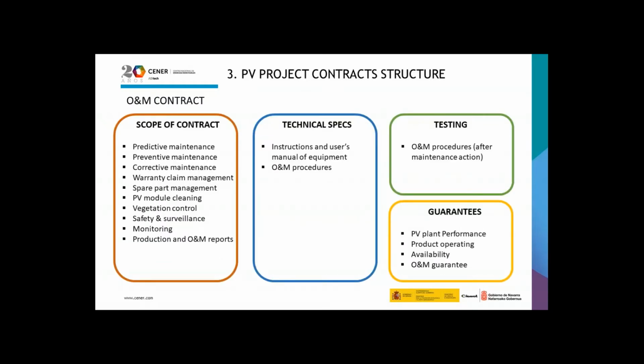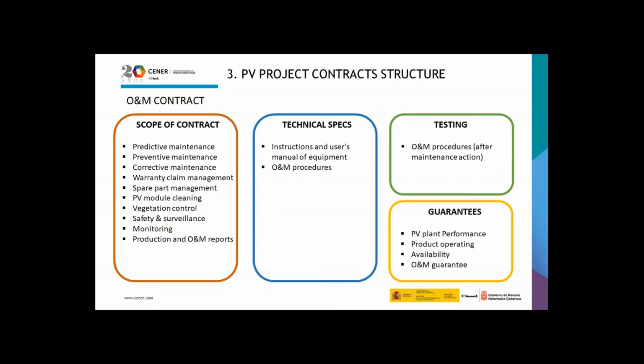The operation and maintenance contract is another key element in the contract structure of the photovoltaic project. The scope of this contract must contain the predictive, preventive, and corrective maintenance, the warranty claim and the spare part management, the PV module cleaning and vegetation control, the safety and surveillance tasks in the PV plant, the monitoring, and the production and operation and maintenance reports.